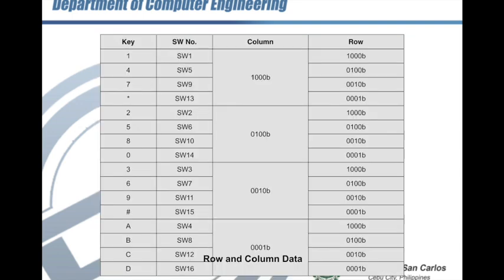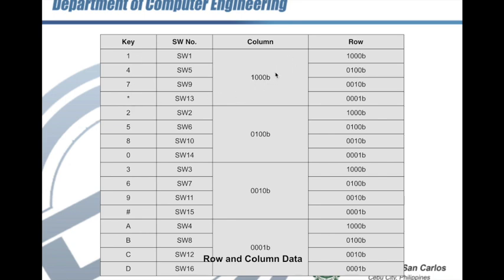Now, I have compiled a table for the row and column data. Here in the first column, we have the key. Now, in the 4x4 layout, the fourth column is basically just used for the letters A, B, C, and D, while the rest are the numbers and these two symbols here, which are used in telephony. For switch number 1, which represents key 1, the column address is 1000.